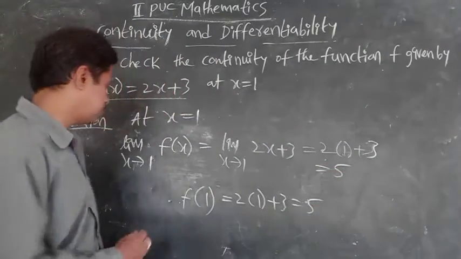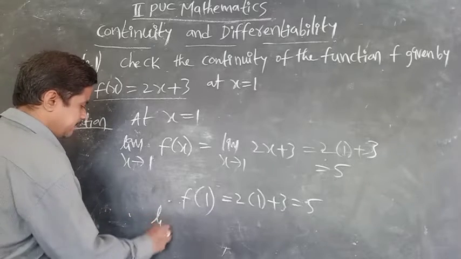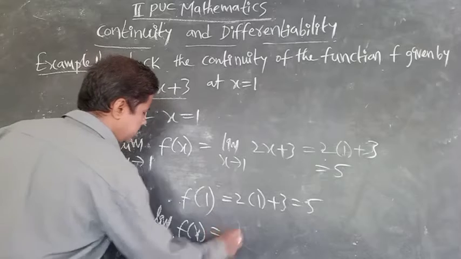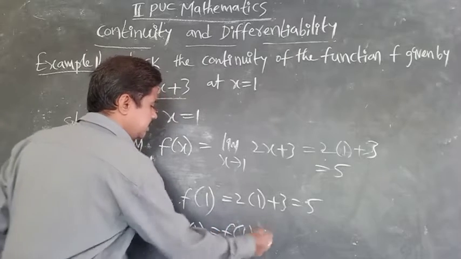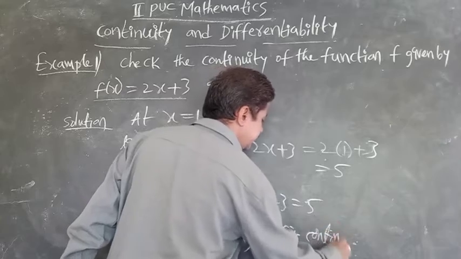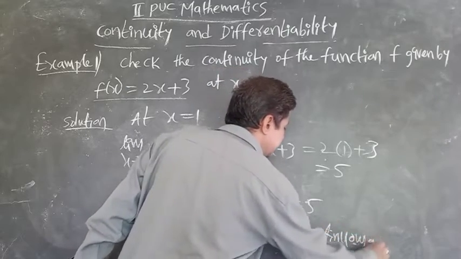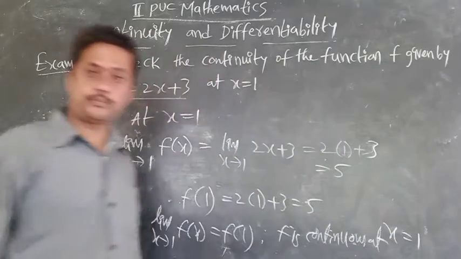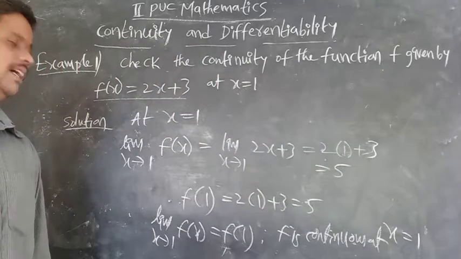Both are the same. So therefore, we can tell that limit x tends to 1 of f of x is equals to f of 1. Therefore, f is continuous at x is equals to 1.